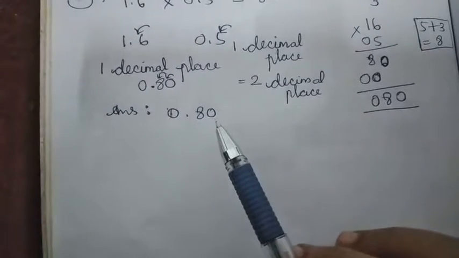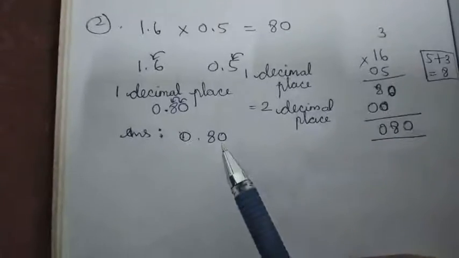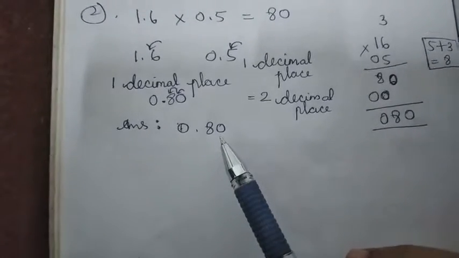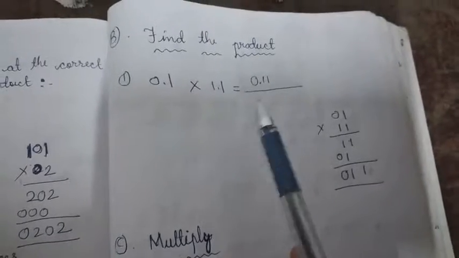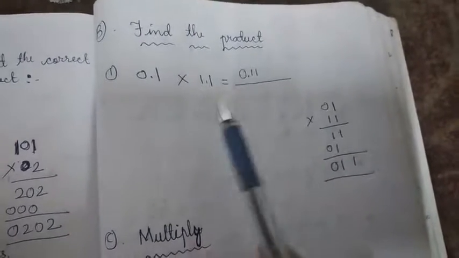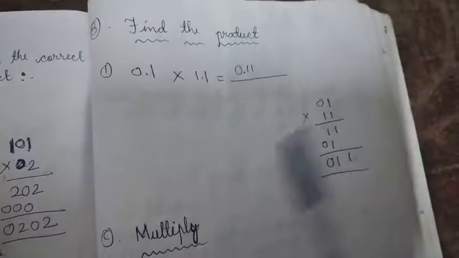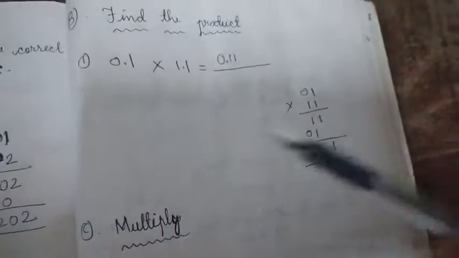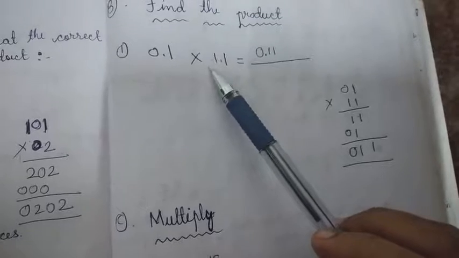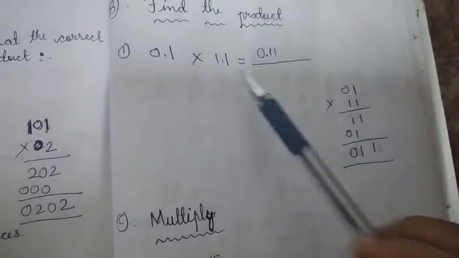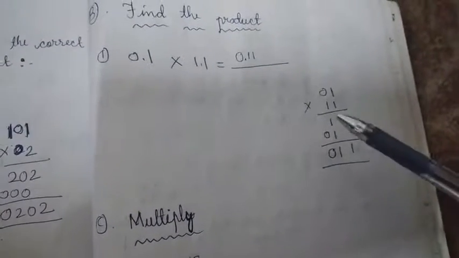0.80. This is the answer for the second sum, right? Okay. Now let us move to section B. The question says find the product. Here we have to multiply and get the product and put the decimal point. Now the question: 0.1 multiplied by 1.1. So the answer I have already done for you.